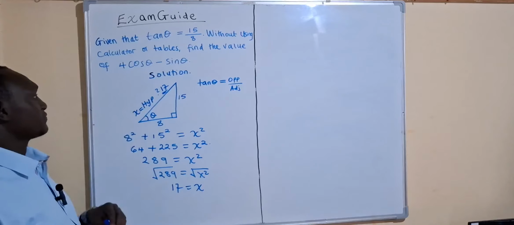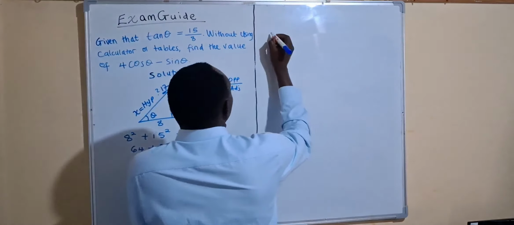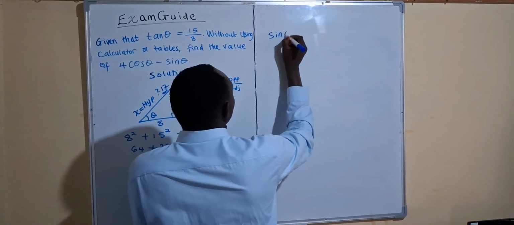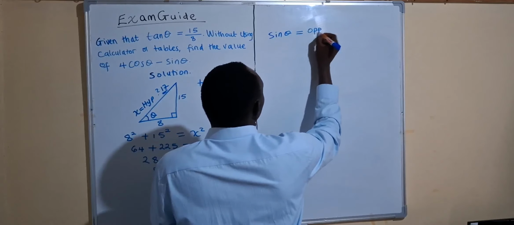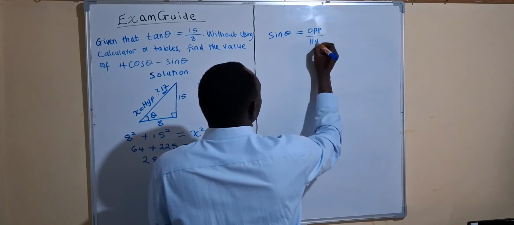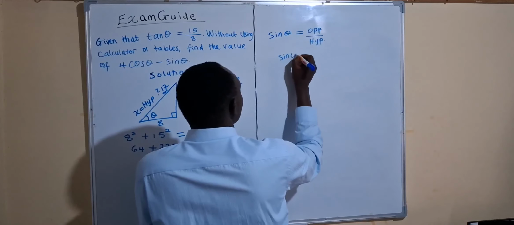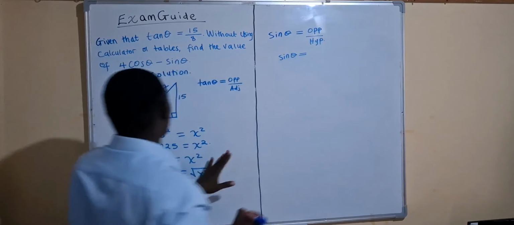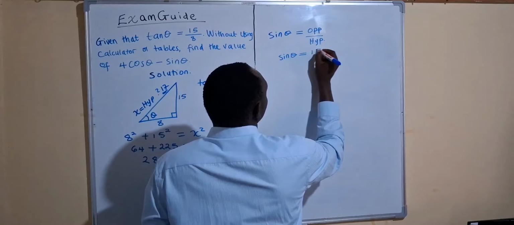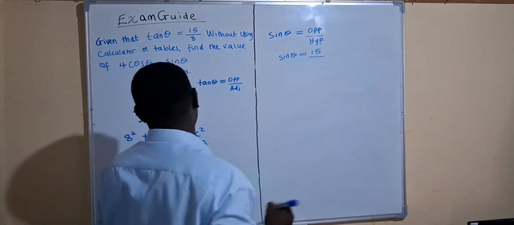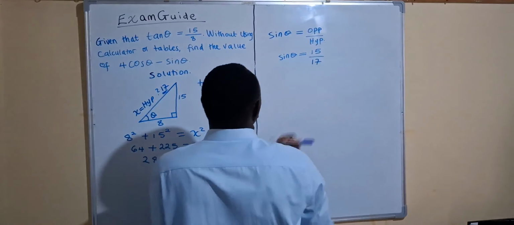And the question is asking us for cosine and sine. We also know that sine of any angle theta is given by opposite over hypotenuse. So sine of theta will give us, what is the opposite? The opposite is still 15, divided by the hypotenuse, which we just obtained as 17.